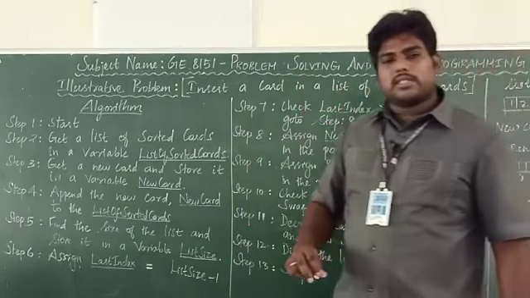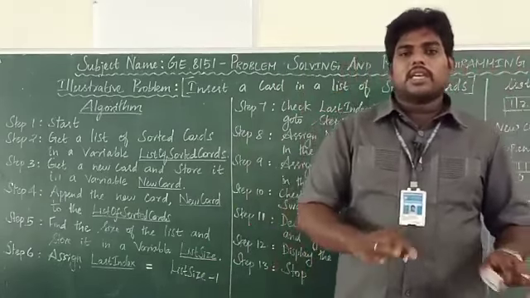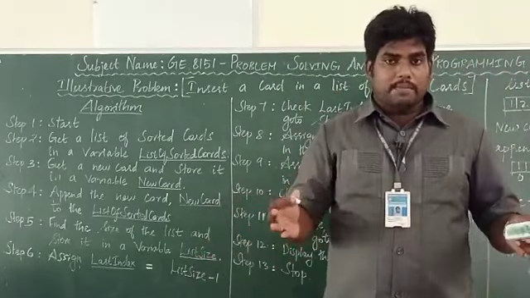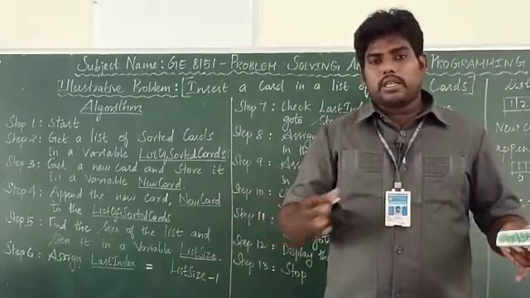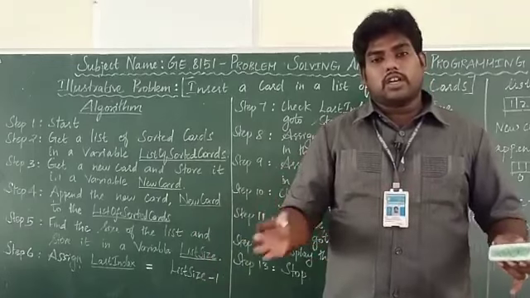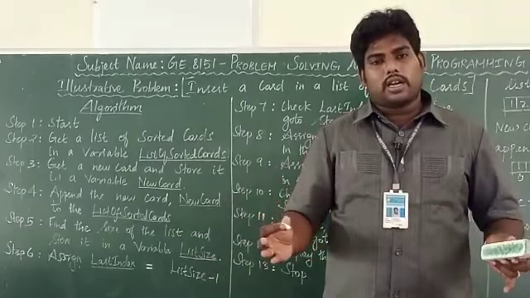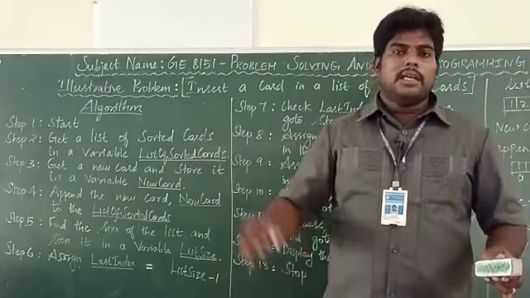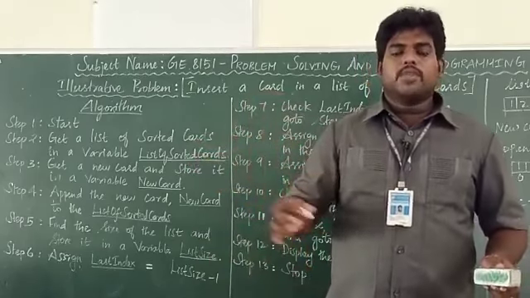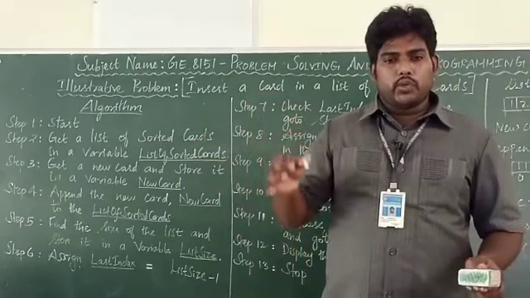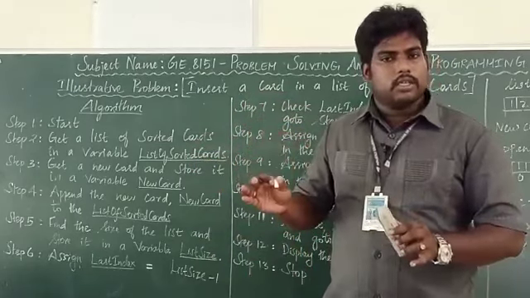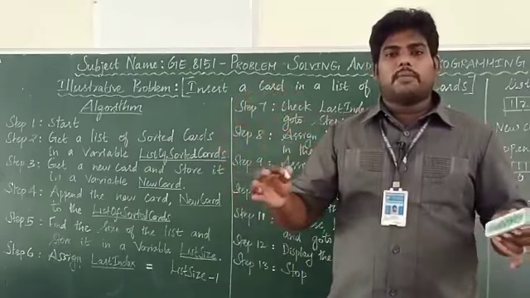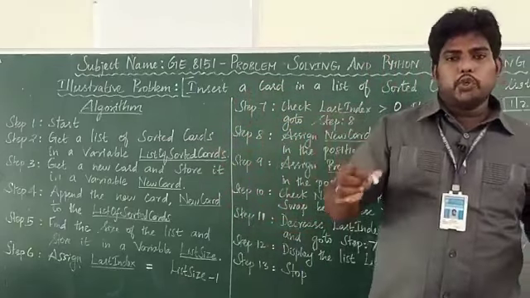What are sorted cards? Already your cards are in order. For example, there are numbers 1 to 10. They should be in ascending or descending order, sorted order. 1, 2, 3, like that. They should be arranged in order. In that, in between, you want to add a new element. That is the problem here. In between the ascending, sorted numbers, you have to add the new element.